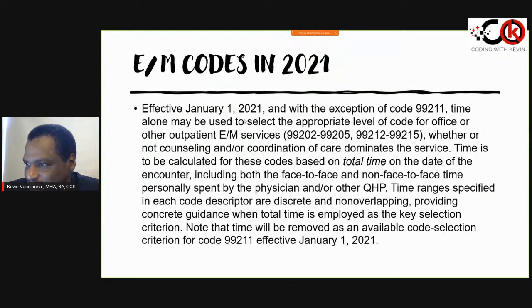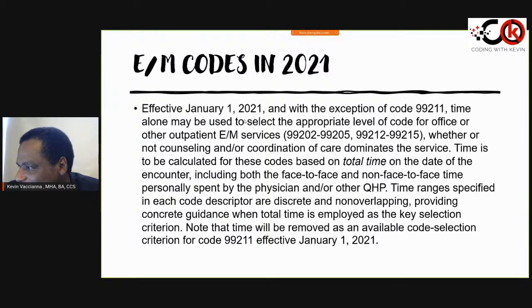So effective January 1st, 2021, with the exception of 99211, time alone may be used to select the appropriate level of code for the office or other outpatient E&M services. Time alone. So history, exam, medical decision making really gets thrown out the door. So time is going to be my prevailing go-to when I pick up that book for these code sets. Everybody following? Any questions?